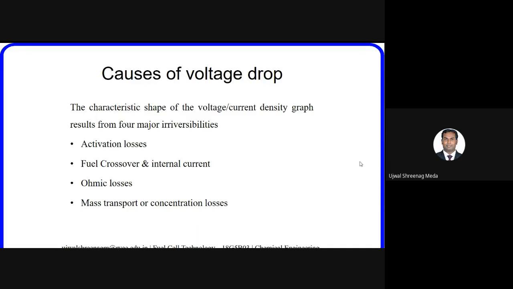So this is about these four types of losses in brief. Now let's look into each of these losses in detail. So let's start with the activation losses.